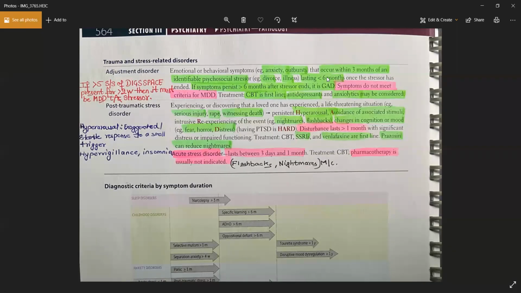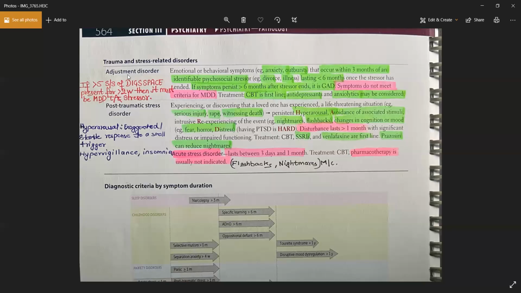If the symptoms last for more than 6 months, you will call it generalized anxiety disorder. So anxiety for more than 6 months is known as generalized anxiety disorder. Anxiety lasting less than 6 months, starting within 3 months of the stressor, you call an adjustment disorder. For a diagnosis of adjustment disorder, a stressor must be there. For a diagnosis of generalized anxiety disorder, a stressor is not required; it could be there, it could not be there. And the symptoms must not meet the criteria for MDD. The patient can have depression also in place of anxiety.